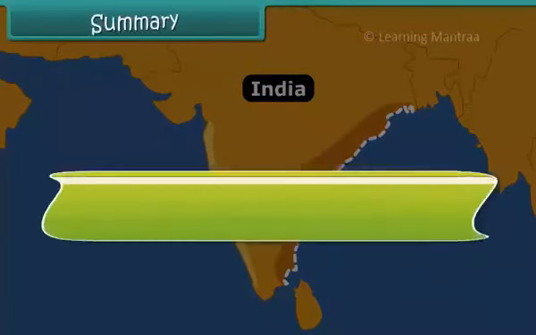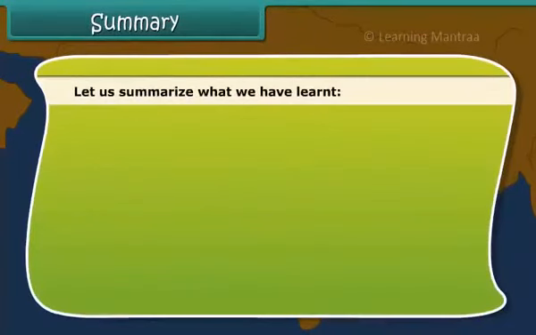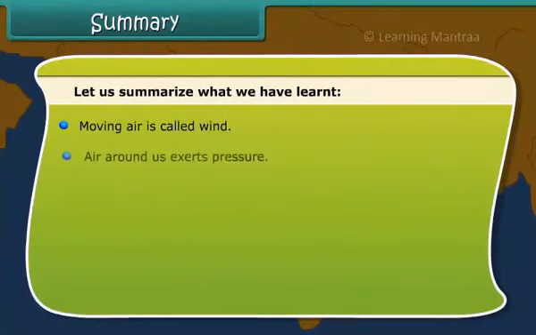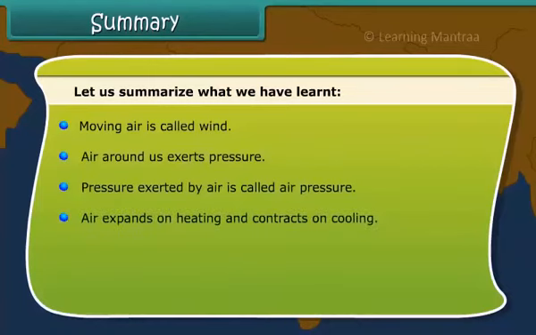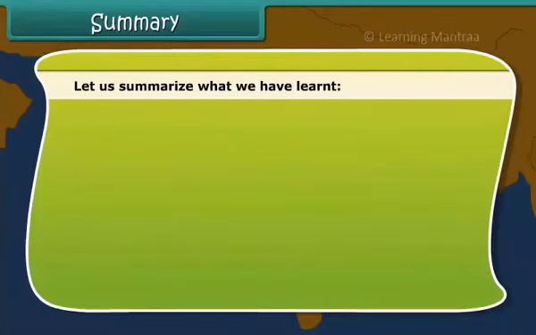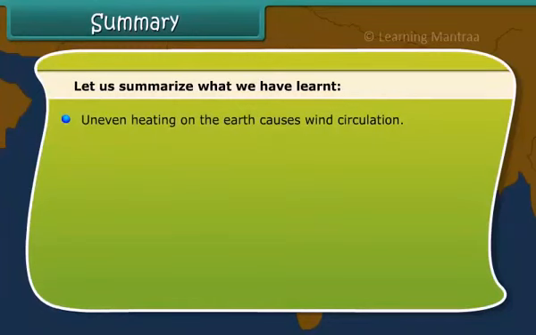Summary. Let us summarize what we have learned. Moving air is called wind. Air around us exerts pressure. Pressure exerted by air is called air pressure. Air expands on heating and contracts on cooling. Warm air is lighter than the colder air. When warm air rises up, air pressure at that place decreases, and the cooler air moves to that place. Uneven heating on the earth causes wind circulation.